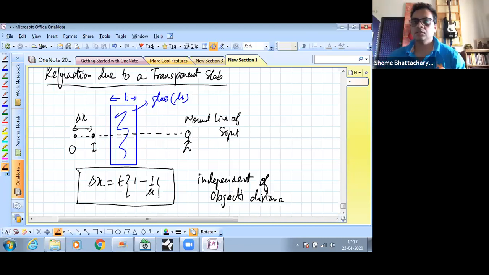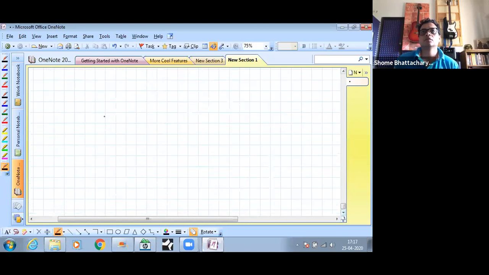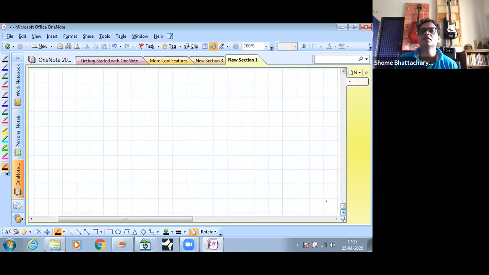Okay, so let's quickly understand the derivation of the formula. The derivation actually comes from what is happening in terms of fundamentals. It is refraction at two surfaces which are both plane, and it is normal line of sight. So we can use the real depth apparent depth formula.